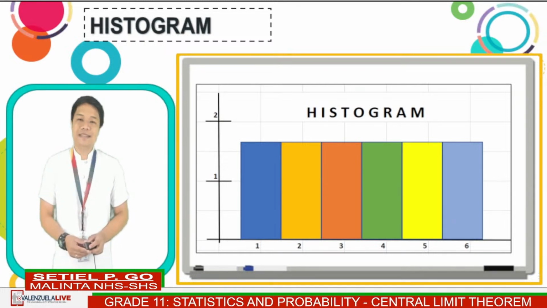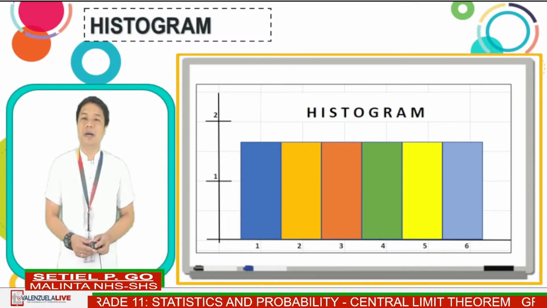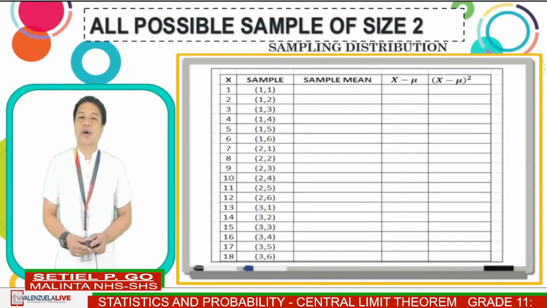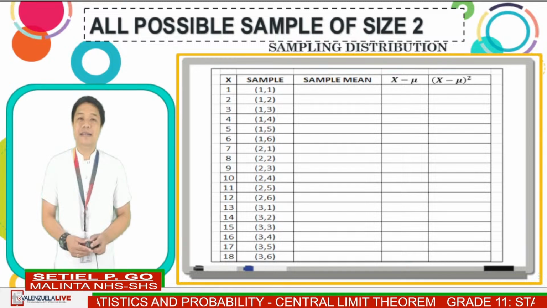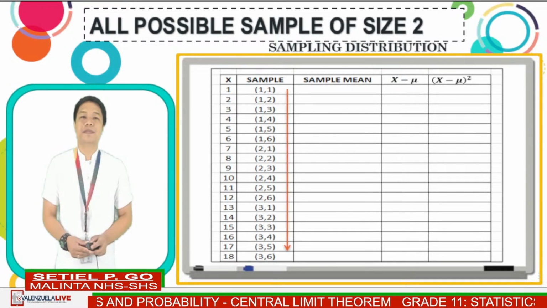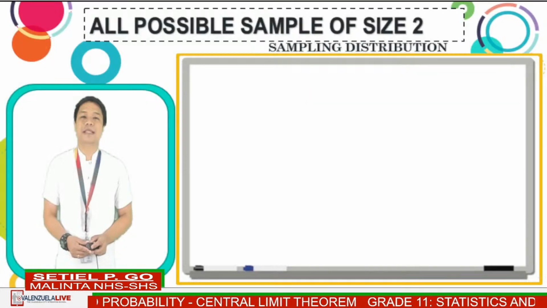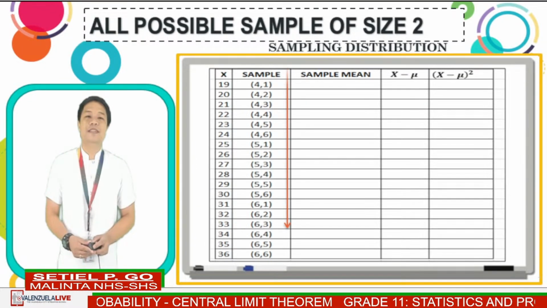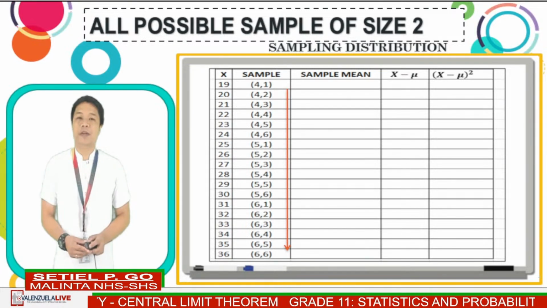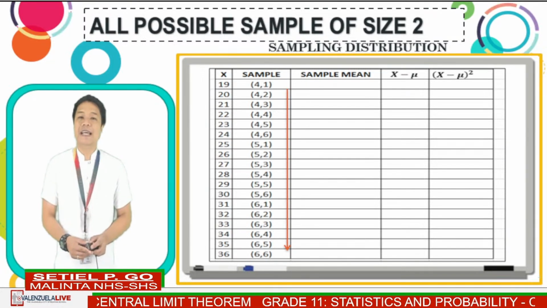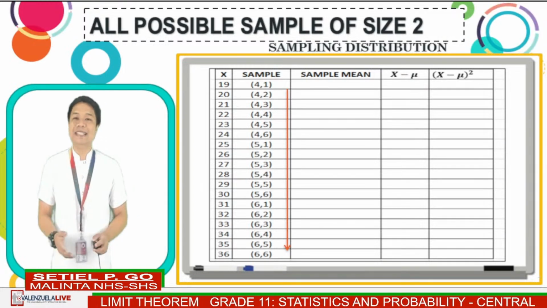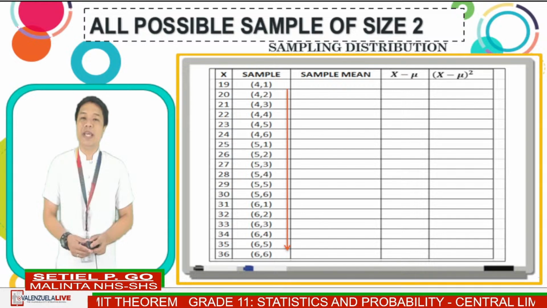Okay, now this time, let us consider the possible sample size of 2. So, we have 1, 1, 1, 2, until 6, 6. Those are the samples. If you count, there are 36 samples. After that, we're going to solve the sample mean by getting the average between the two samples.